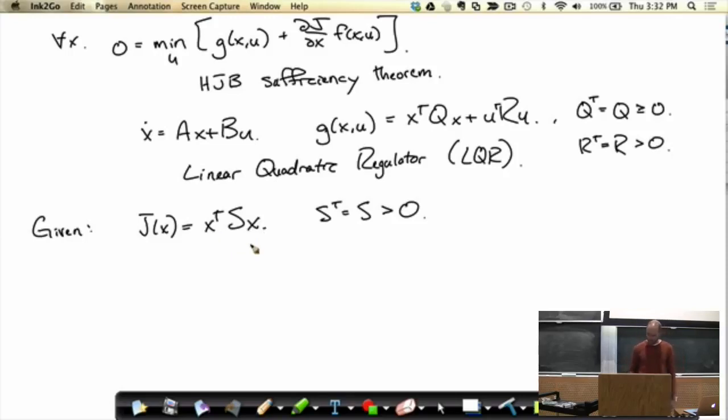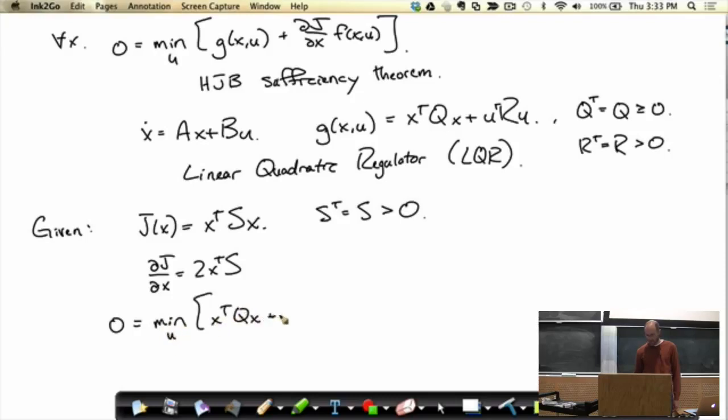Okay, so I'll cartoon the steps here. The full derivation's in the notes and is not too bad. Partial J, partial X here is 2X transpose S. You've got to get used to the matrix derivatives. It takes some time, but it's worth it. And then I could write this whole thing out as 0 equals min over U of X transpose QX plus U transpose RU plus 2X transpose S times AX plus BU.